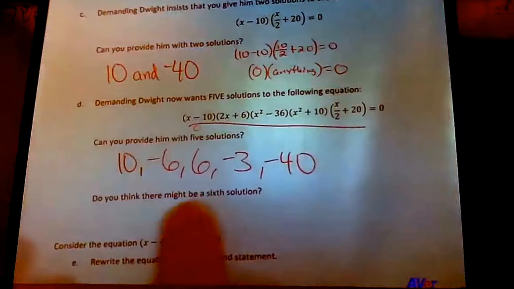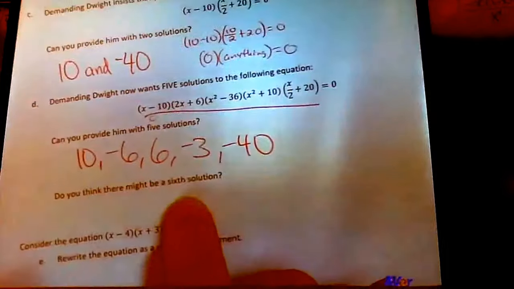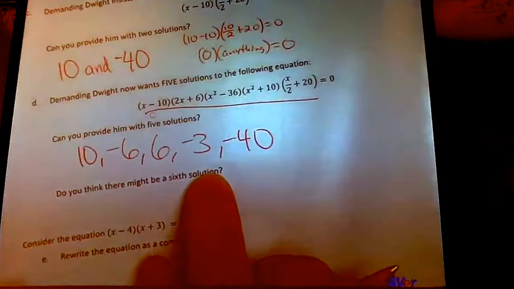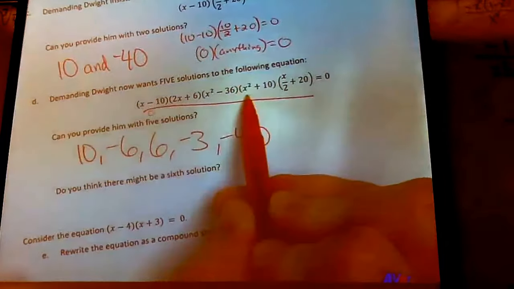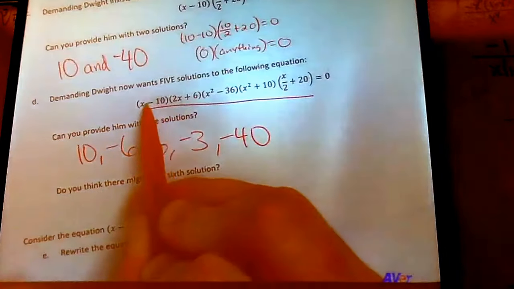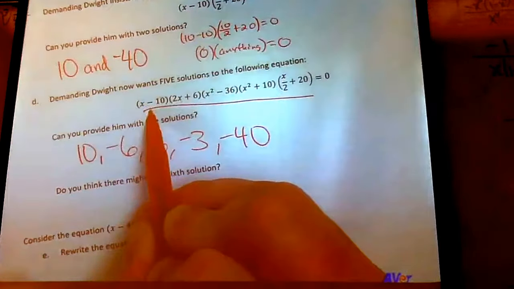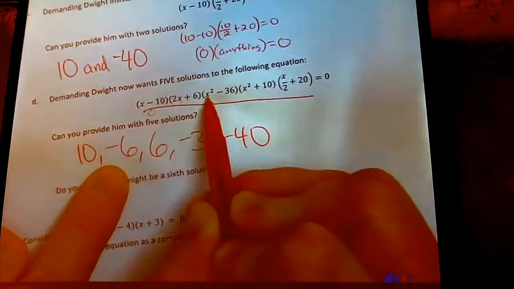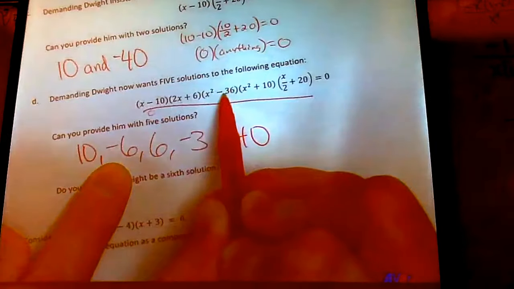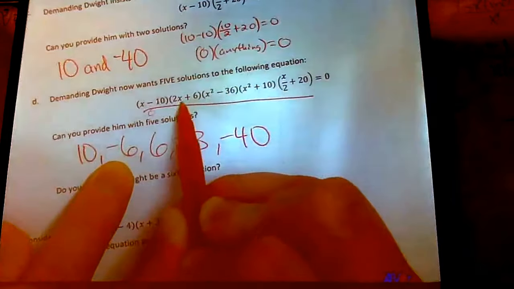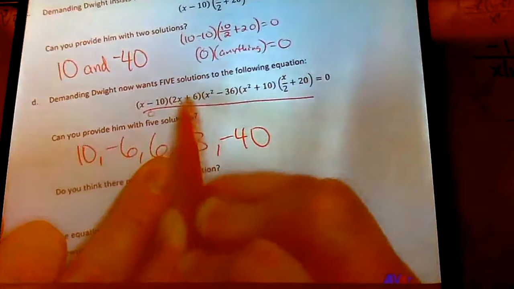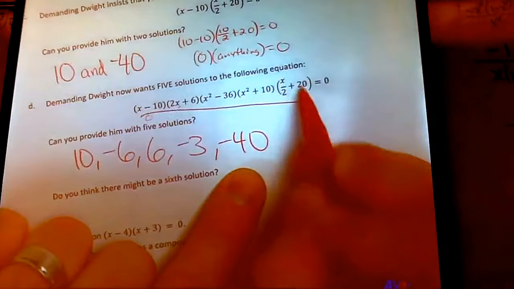Do you think there might be a 6th solution? I kind of already told you that. You said there were 7. There's 7. We got the value of x that'll make that 0. Both of them, 6 or negative 6. If I plug them into this one, you get 0. We got that one, negative 3, that'll make that 0. That one would be negative 40.